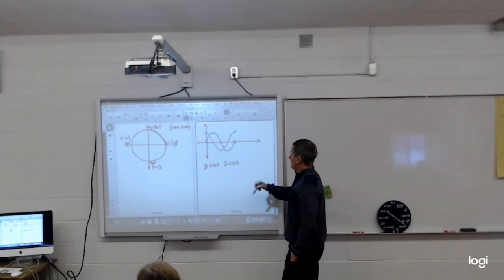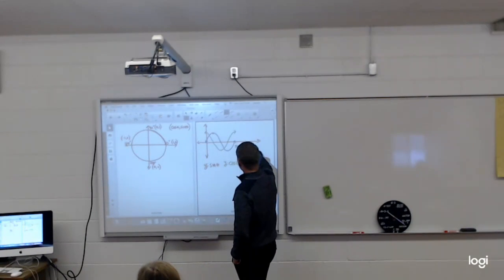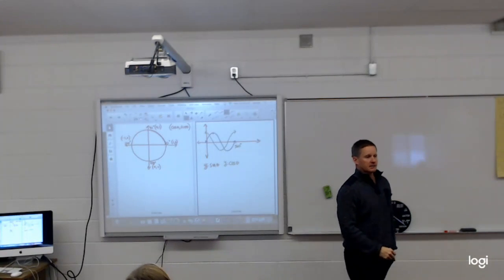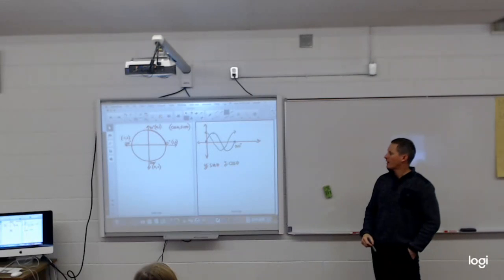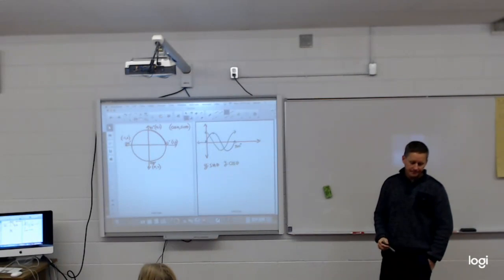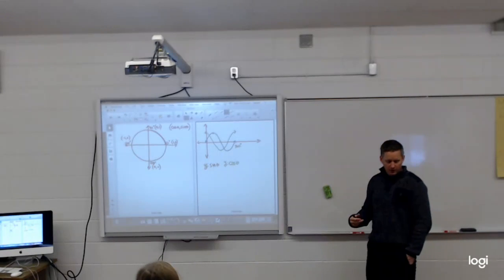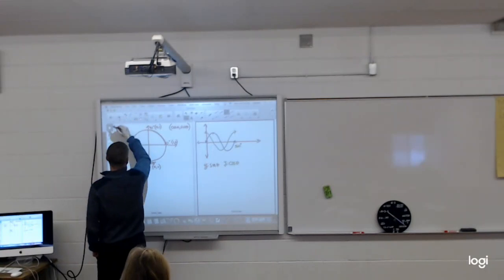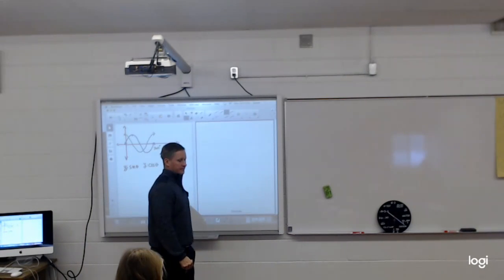Okay, these are called periodic functions. They repeat every 360 degrees. They start back over again. Okay? So if you look on page 208, there's some important pieces of information on 208 that you need to know.